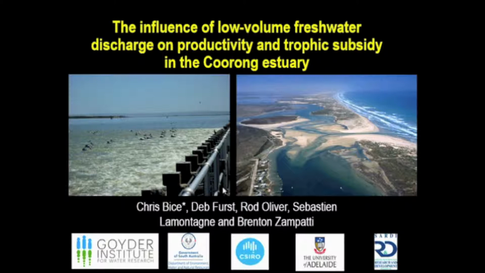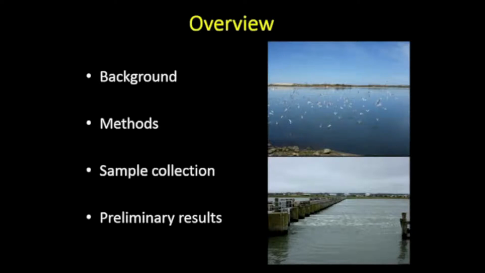Alright, so this is a collaborative study that's got members from University of Adelaide, CSIRO and SARDI. It's being supported by JUNA and obviously funded by Goiter. The project's ongoing and it's scheduled for completion in June 2015, so we actually don't have all our results back in yet because there's a lot of laboratory analyses. So I'll largely focus on the background methods and sample collection for the study, but I'll also present some preliminary results as well.